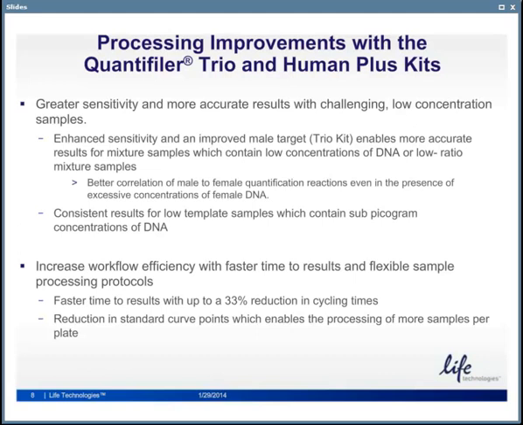Some of the processing improvements that we've made with these new quantification kits are greater sensitivity and more accurate results with challenging low concentration samples. This enhanced sensitivity and an improved male target in our Trio kit enable more accurate results for mixture samples, which contain low concentrations of DNA or low ratio mixture samples. I'll be showing you some data on this later in this presentation. There's better correlation of male to female quantification reactions, even with great excesses of female DNA. And we also have more consistent results for low template samples containing sub-picogram concentrations of DNA.